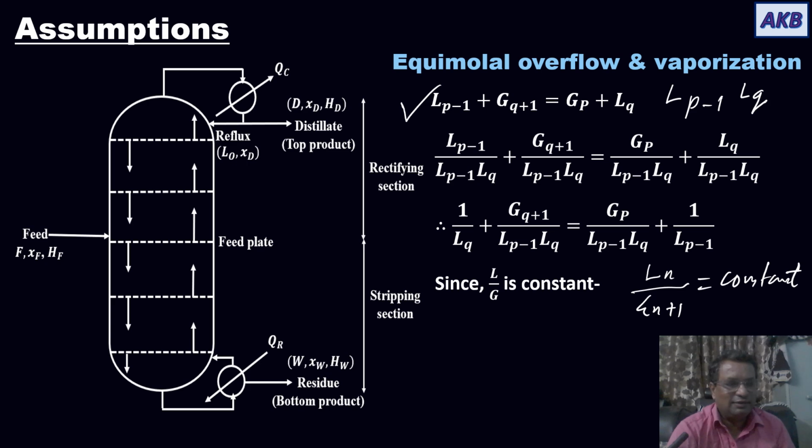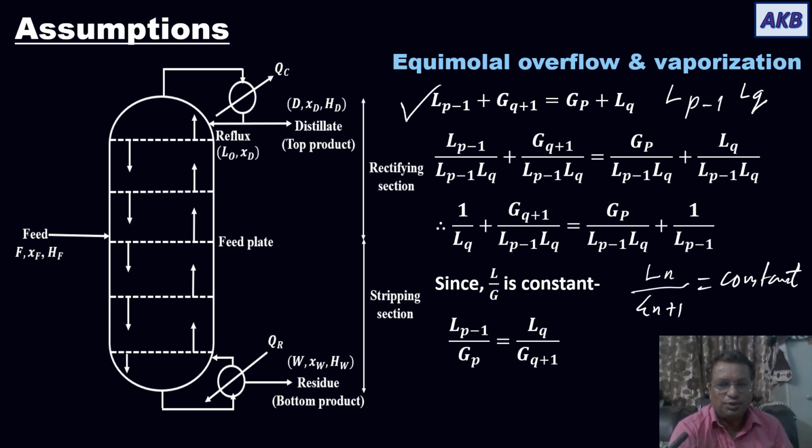Okay, the liquid, I have already explained this just now. So due to this, LP minus 1 divided by GP, liquid flow from a tray divided by vapor flow coming from the next tray, is constant. So P minus 1 by P and Q upon Q minus 1, this ratio is going to remain constant. That means each such ratio in the rectifying section will have the same value. That is, such ratios will be equal for the rectifying section.